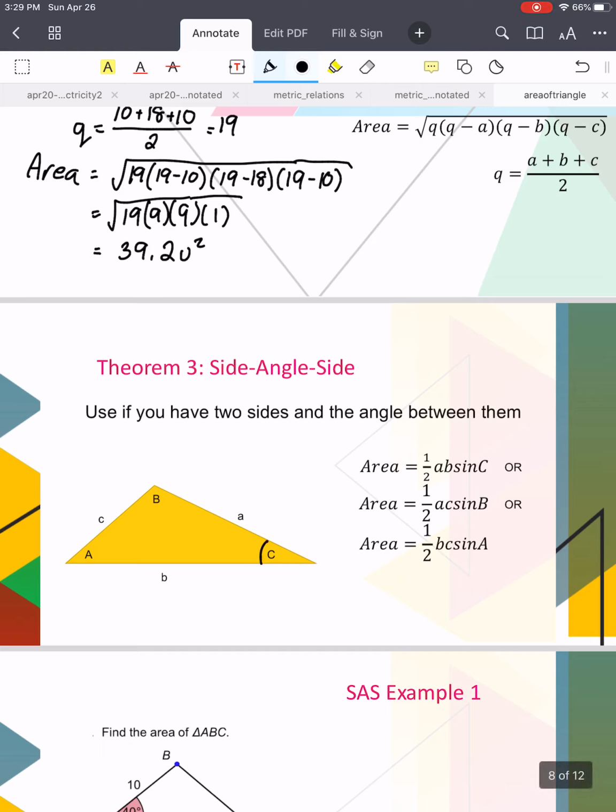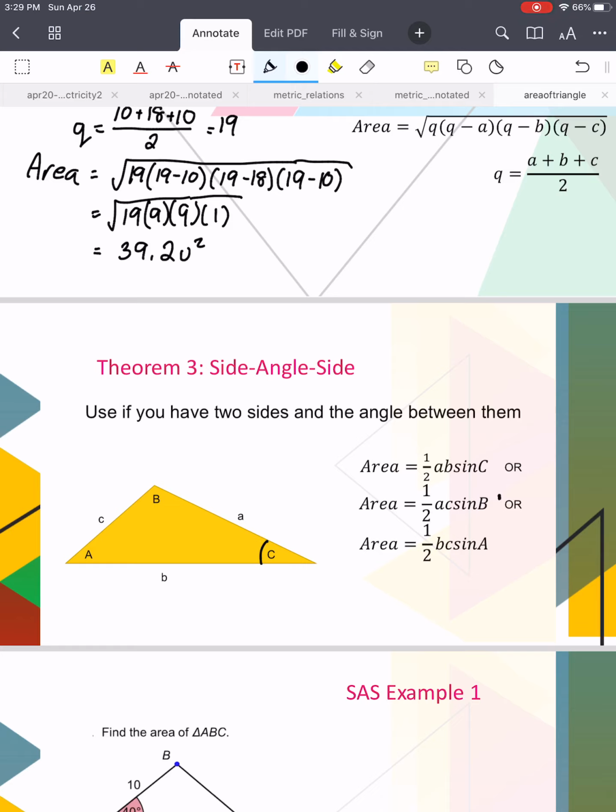So if you're given angle C and you're also given side lengths A and B, you'll use the first one. So it's 1/2 A times B times sine C. If you're given angle B and sides A and C, you're going to use the second one. If you're given angle A and also side lengths B and C, you're going to use the third one.